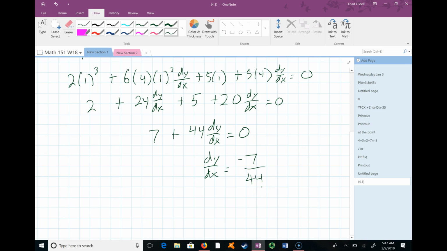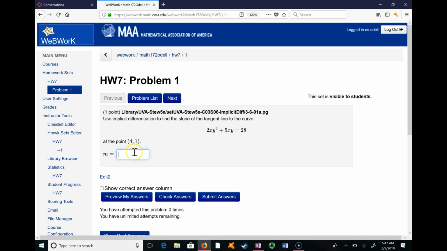Let's go back and just to make sure, we'll check it, plug it in. So that would be -7 divided by 44.